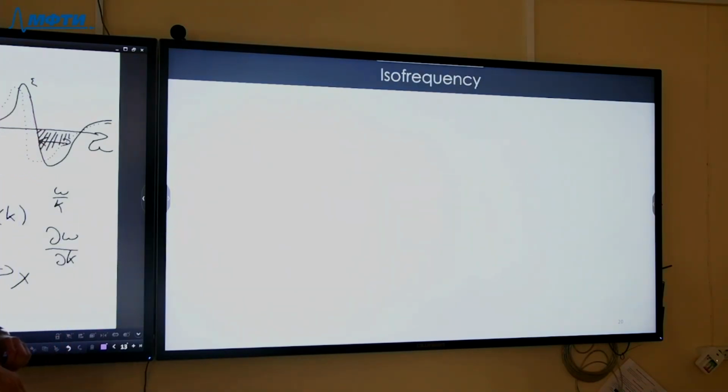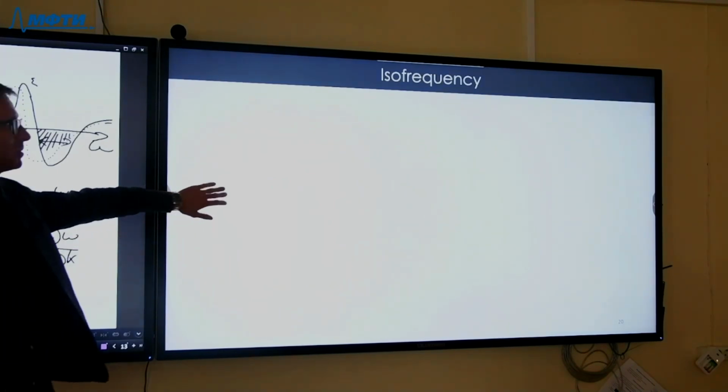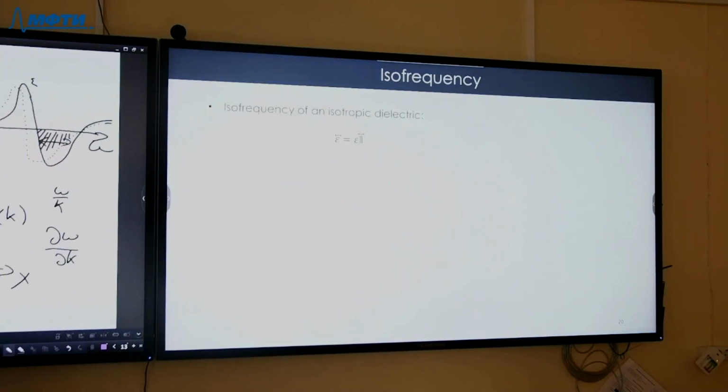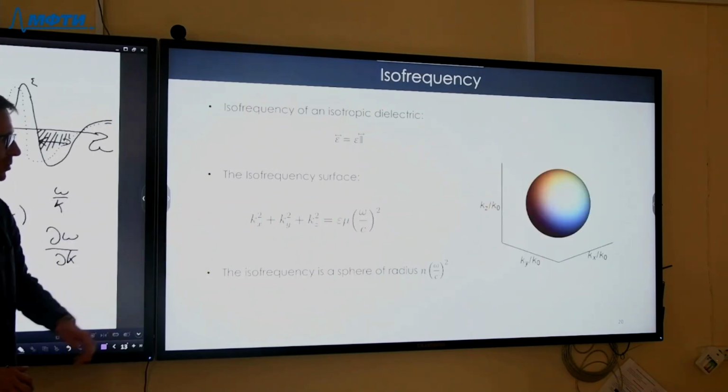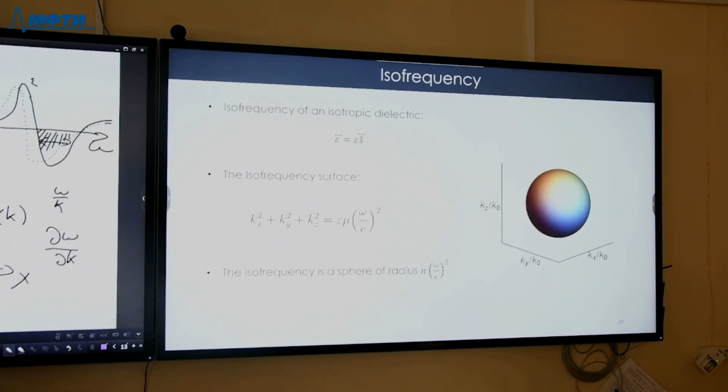And now let us look at certain examples of isofrequencies for common materials. If we have an isotropic dielectric with a diagonal isotropic permittivity tensor, then the isofrequency surface will be simply a sphere in the K-space, nothing interesting. This is a sphere of radius refractive index multiplied by omega over c, which tells you that the propagation is identical in all directions.